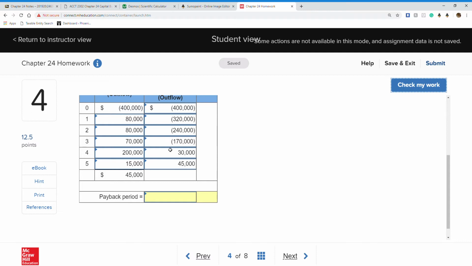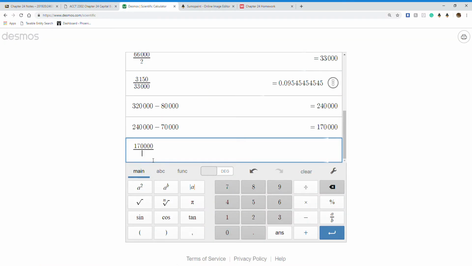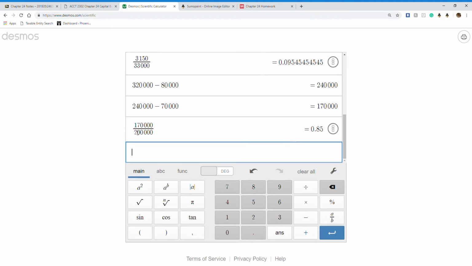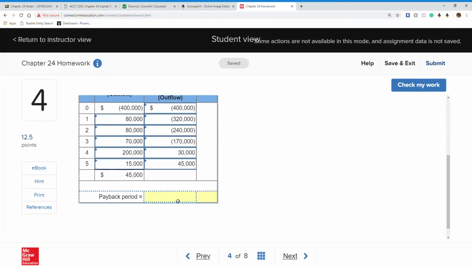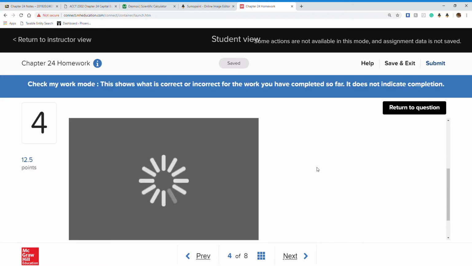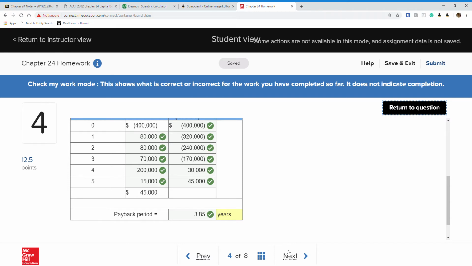And then this is the kicker. Year 4 is 200,000. So we're going to take the 170 divided by 200, and we'll say 0.85. So this is 3.85 years. Check. And we are correct. Awesome. Halfway through, guys, of the last homework.